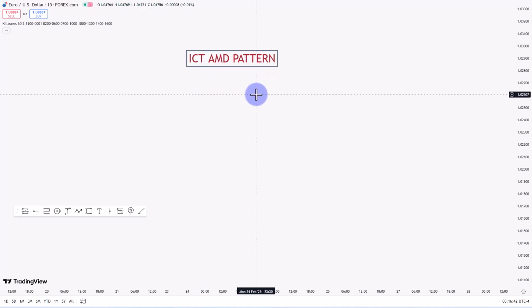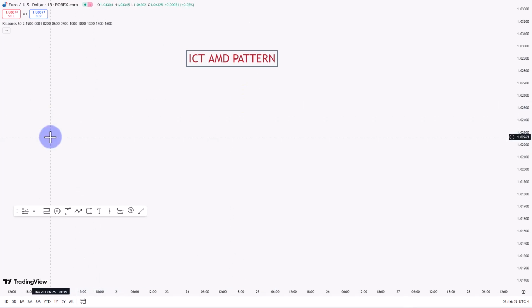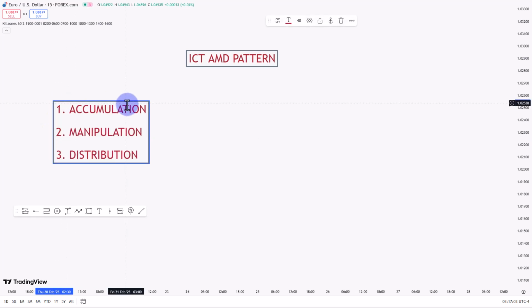But again, a lot of you are using it the wrong way. A lot of you don't have clarity on how to approach the AMD pattern. So what is the AMD pattern? The AMD pattern is what we commonly call the accumulation, manipulation, and distribution concept.